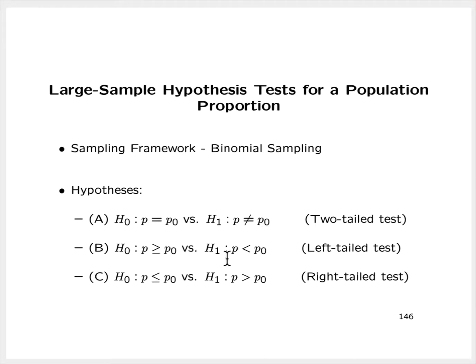The left-tailed test, the null hypothesis being that p is greater than or equal to some hypothesized value, against the alternative that p is less than the hypothesized value. And then the right-tailed test, where the null hypothesis is that the population proportion is less than or equal to a hypothesized value, versus the alternative, which says that p is greater than the hypothesized value. So a two-tailed test, a left-tailed test, and a right-tailed test.